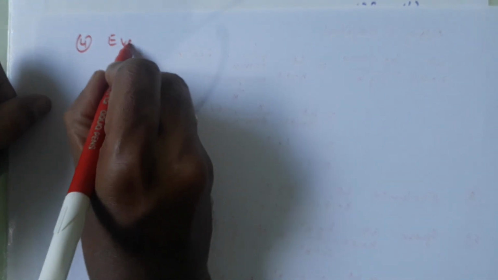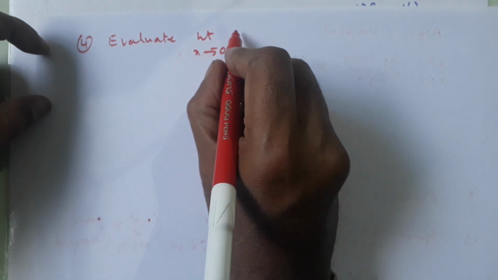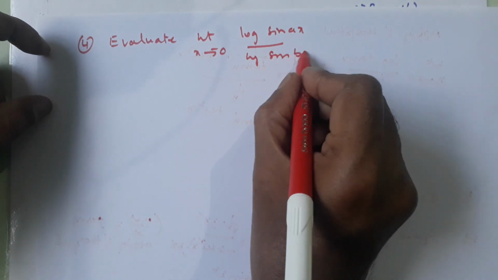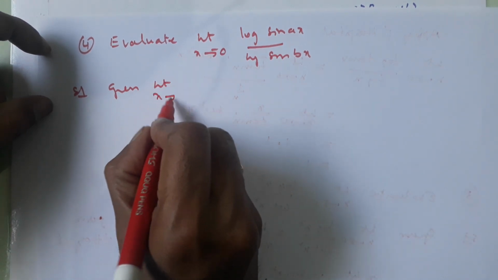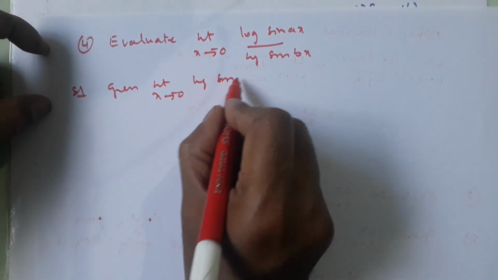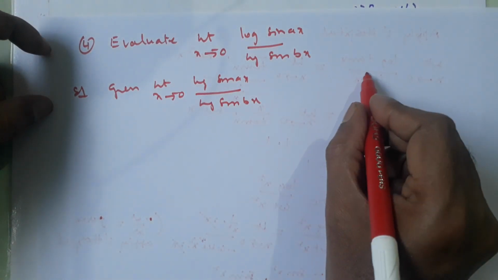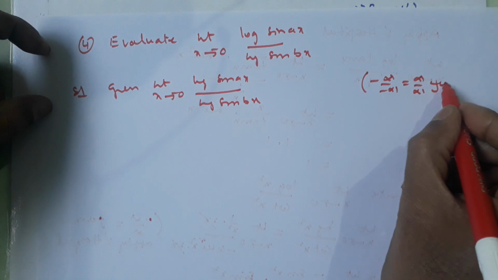Next problem, fourth problem. Evaluate limit x tends to 0 log sin ax by log sin bx. Solution. Given limit x tends to 0 log sin ax by log sin bx, it is again minus infinity by infinity, that is, infinity by infinity form.